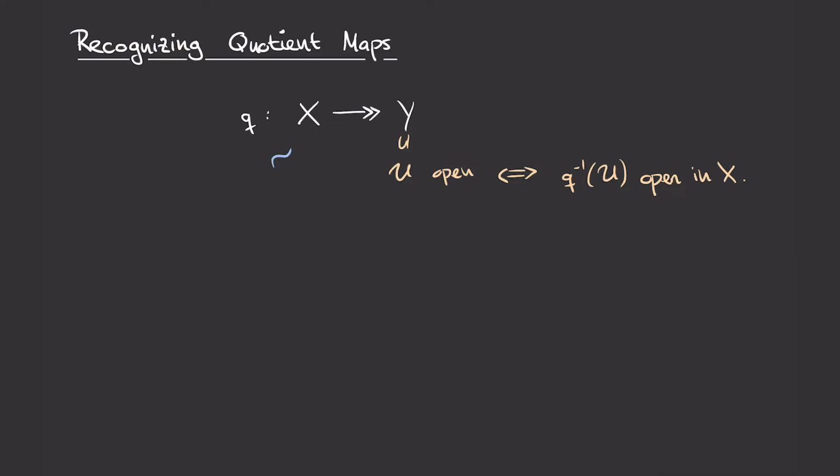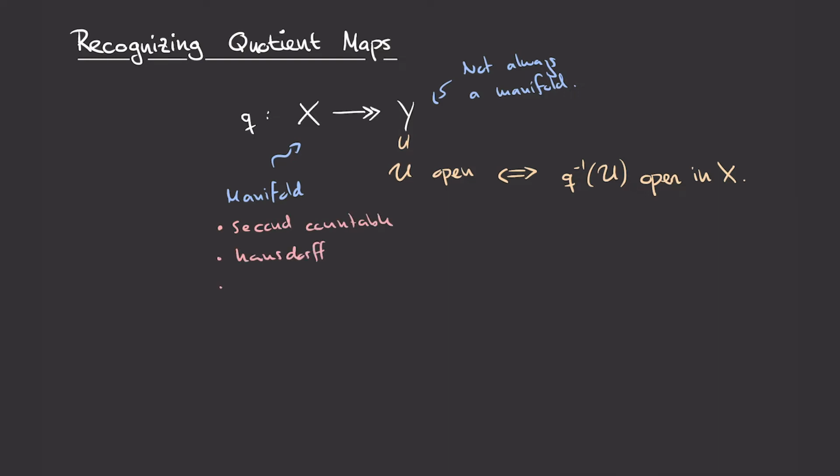For example, if X here is actually a manifold, then Y need not be a manifold. So it's totally possible to start with a really nice space, such as a manifold, and then take a quotient space and then get something that's not nearly as nice. To give a bit more detail on this point, let's remember that a topological manifold was defined to be a second countable Hausdorff space that is locally Euclidean of some dimension.